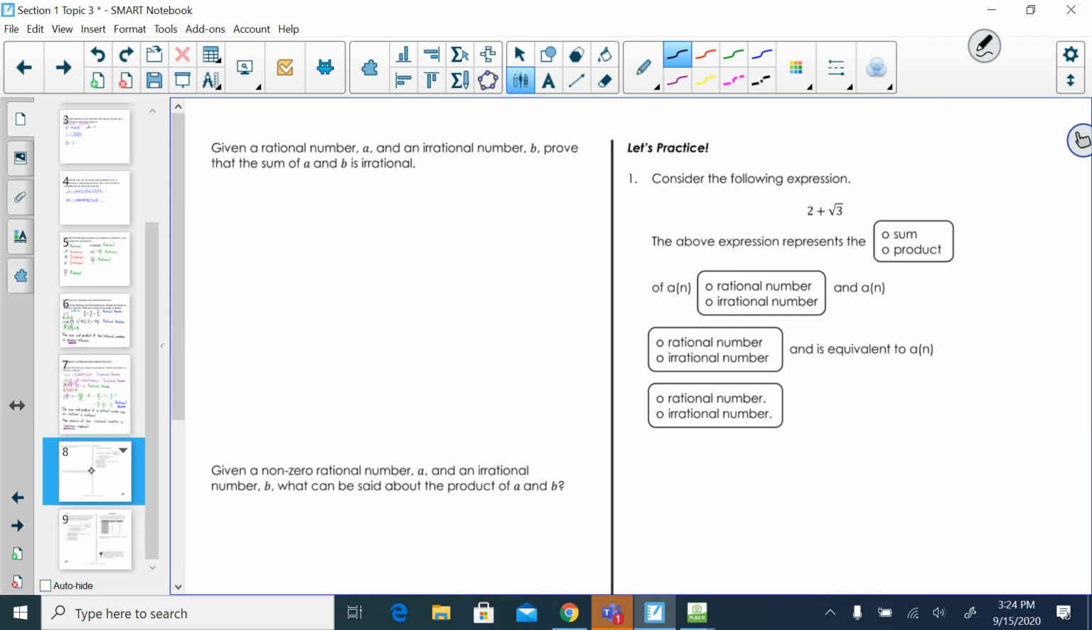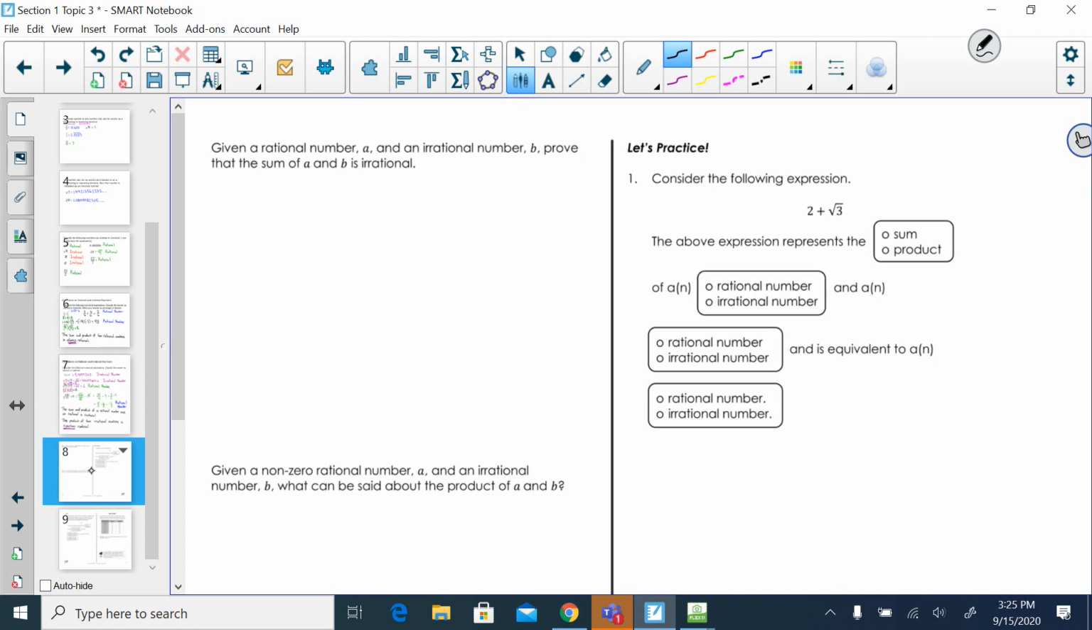So this page right here is in the course workbook. Let's look at the "Let's practice" part. It's on page 10 in the course workbook. It says, let's practice this. Consider the following expression: 2 plus the square root of 3. So the above expression represents, is it the sum or the product?